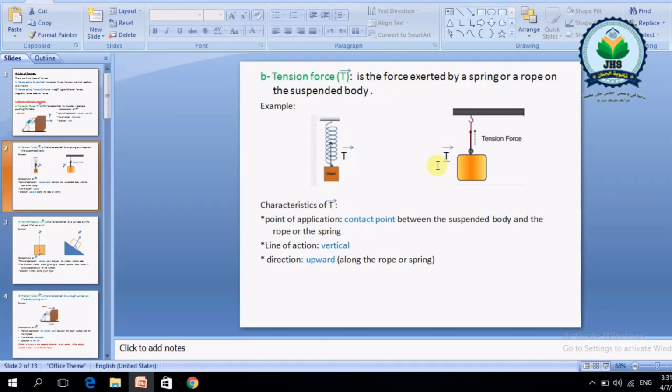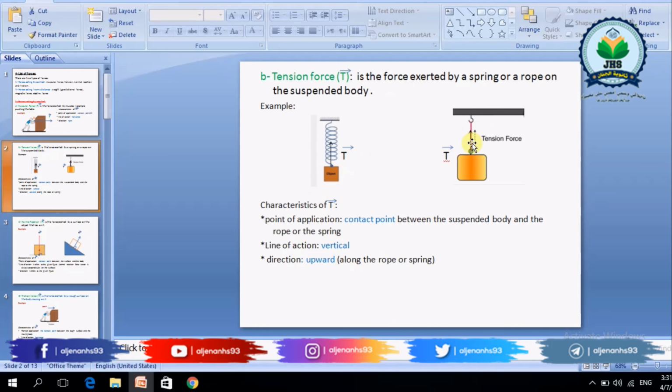Okay? What are the characteristics of tension vector? Point of application, line of action, and direction. What's the point of application here? There is contact between the spring and the body. Okay, then the point of application is the contact point. The line of action. Here the line of action is vertical, and here it's vertical, and the direction is upward. And you should know that the tension is always along the rope. That means the tension is always in the same direction as the rope or the spring.